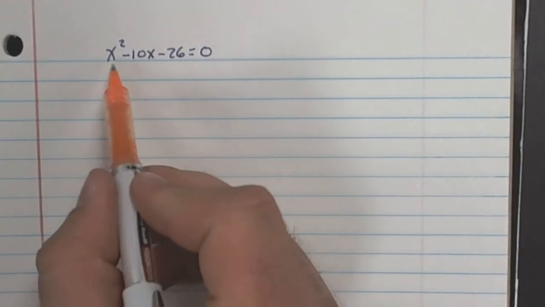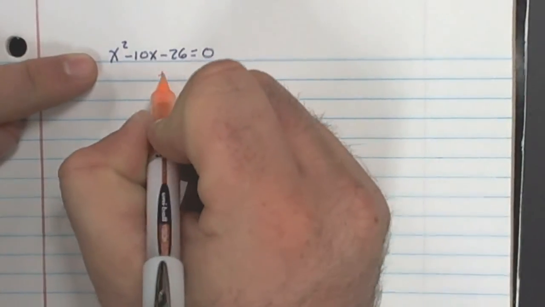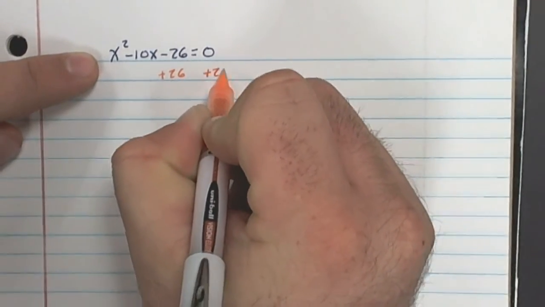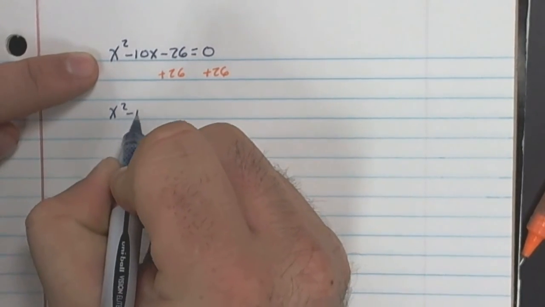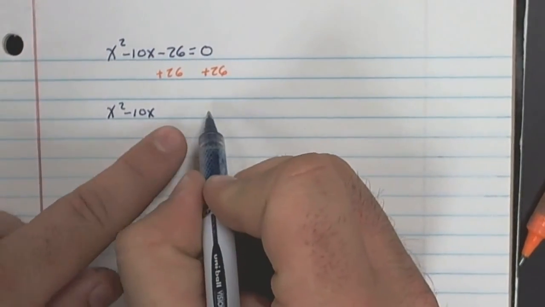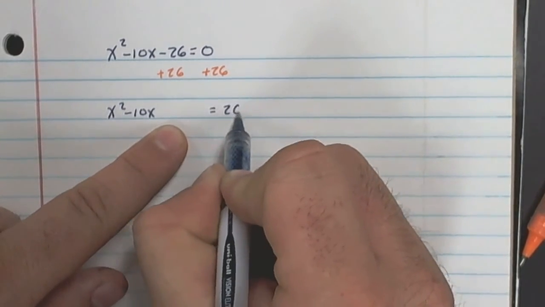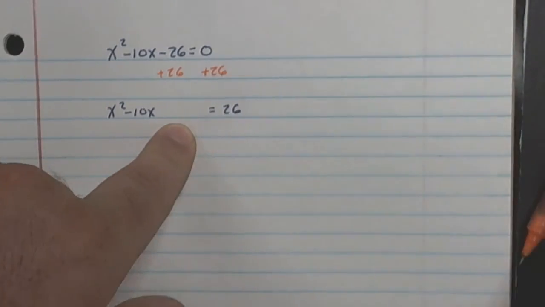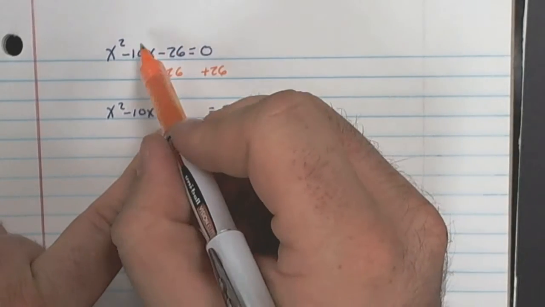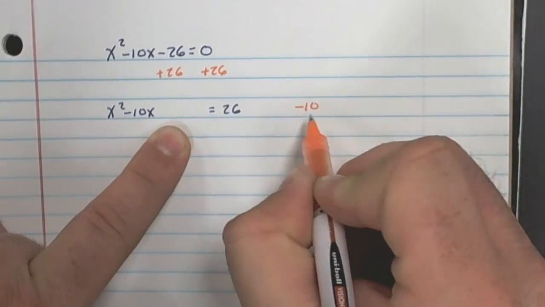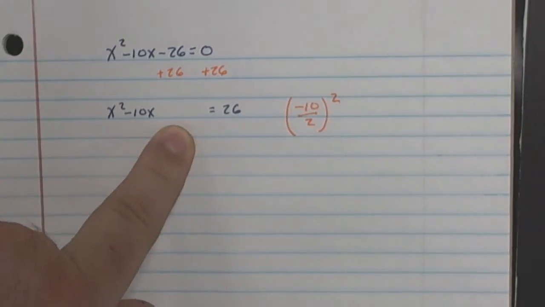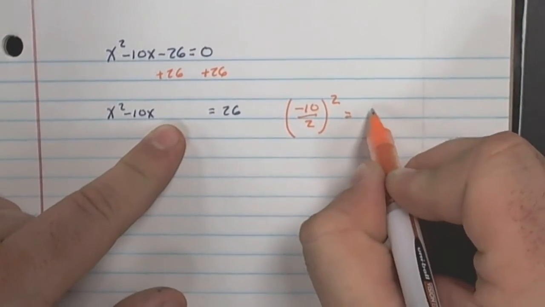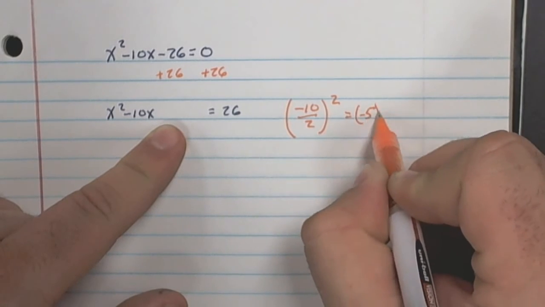So, we've got that. First step, get your x squared and your x terms on one side. So I'm going to add 26 to both sides. That's going to leave me with x squared minus 10x, and I'm going to leave a space here, is equal to 26. The reason I'm going to leave a space is because now my next step is to find what b was. B was negative 10. Cut it in half, square it. Negative 10 cut in half is negative 5.